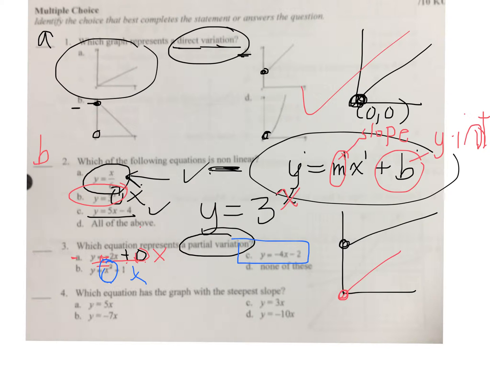What's the slope, Vance? Negative 4 is the slope. So the slope equals negative 4. And what's the y-intercept? Negative 2. So we discussed earlier that a partial variation can have a y-intercept of anything but 0. This has a y-intercept of negative 2. So is that possible for it to be partial? It has a y-intercept that's not 0. So this is the one that's partial. So C.